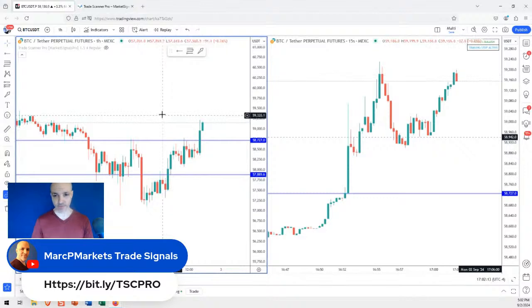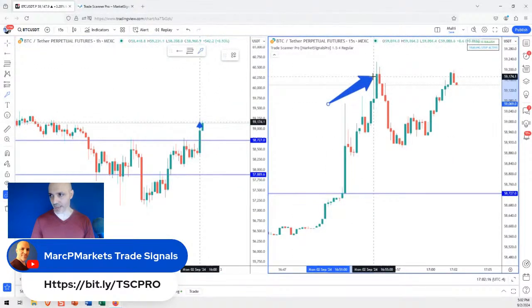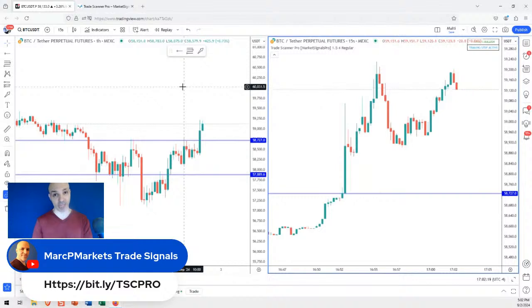Cool, right? Look, if I had just held on, I could have gotten out up here. Whatever. Like I said, my plan was to get out at the trailing stop. You're never going to capture the entire move.